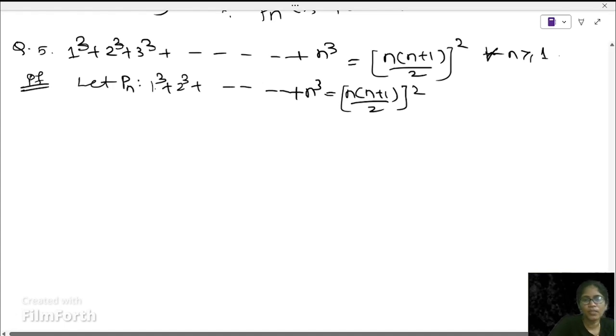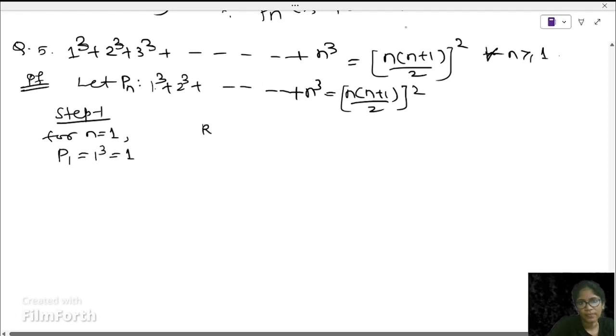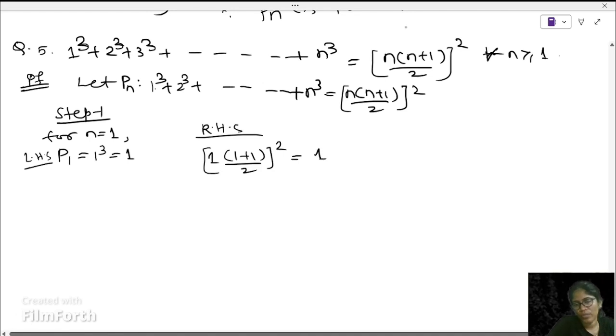Step 1. For n is equal to 1, P1 is equal to 1 cube, which is equal to 1. This is our left hand side. From right hand side, 1 into 1 plus 1 by 2 whole square, which is equal to 1. 1 plus 1 is 2, 2 by 2 cancel, 1 square is equal to 1. So, left hand side is equal to right hand side. That implies P1 is true.